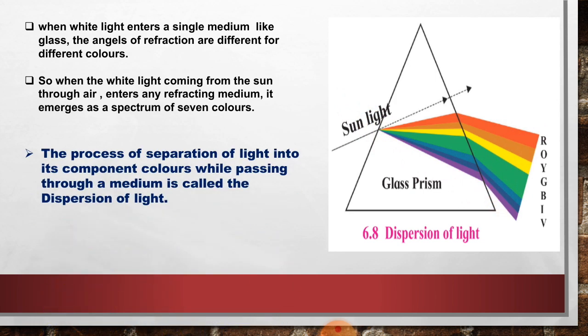So what is dispersion of light? Dispersion of light is the process of separation of light into its component colors. Here, there is only one light, but it gets separated into different colors. Component colors means different colors, while passing through a medium. The glass medium, which is a denser medium. This is called dispersion of light. Easy? This is very easy. So, who discovered this term?